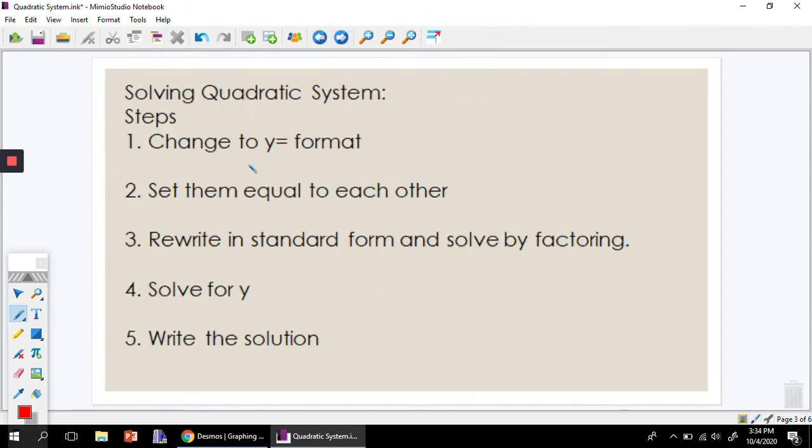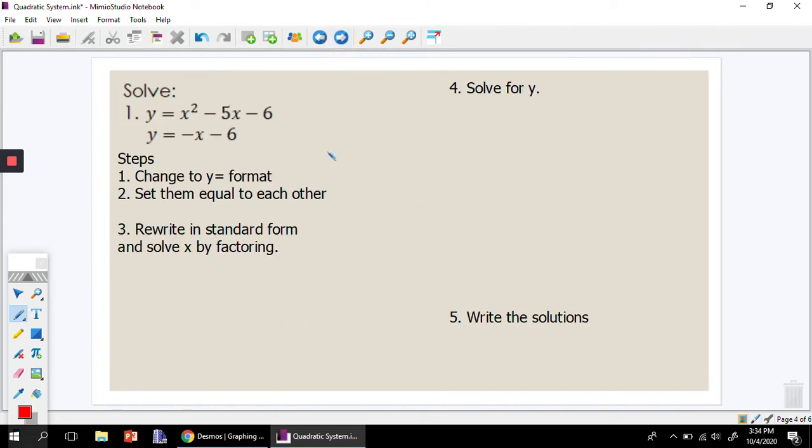I have here the steps to solve a quadratic system. These are the steps that we have to follow when we are solving it. After discussing this, I will also show you how to find the solution by graphing. I have two examples here. Let's start with the first one.